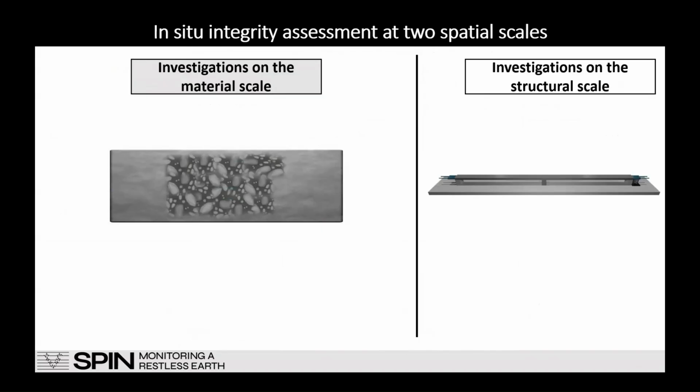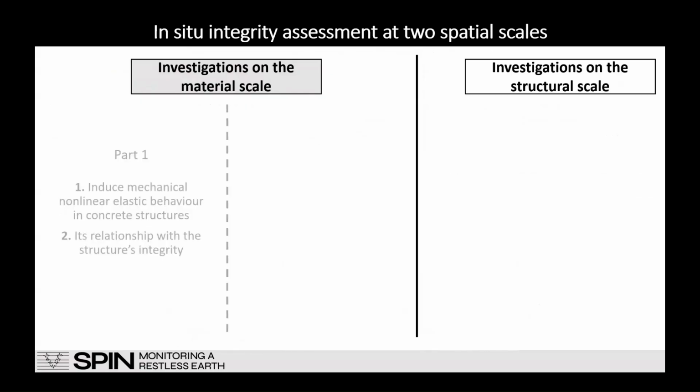So this is the information that we recorded, and this gives us the opportunity to analyze these elastic effects at different scales. On one hand, we have investigations on the material scale. On the other hand, we have investigations on the structural scale. So that brings me to the structure of this work. In part 1 of this work, we are going to investigate the feasibility of inducing nonlinear elastic behavior in a controlled manner. And we want to check if this nonlinear elastic behavior has a relationship with the structure's integrity.